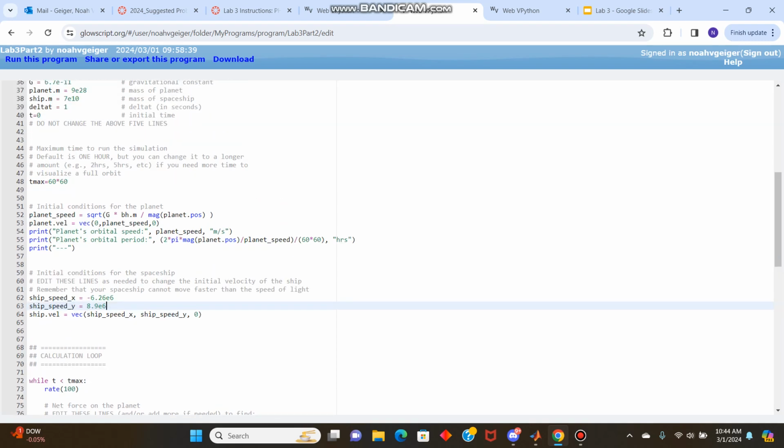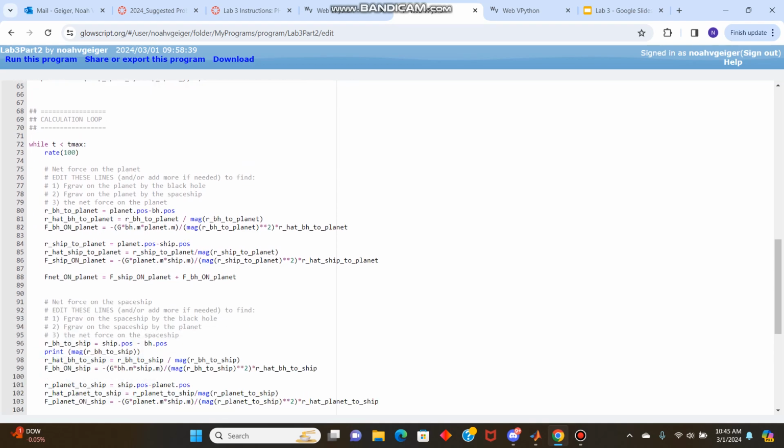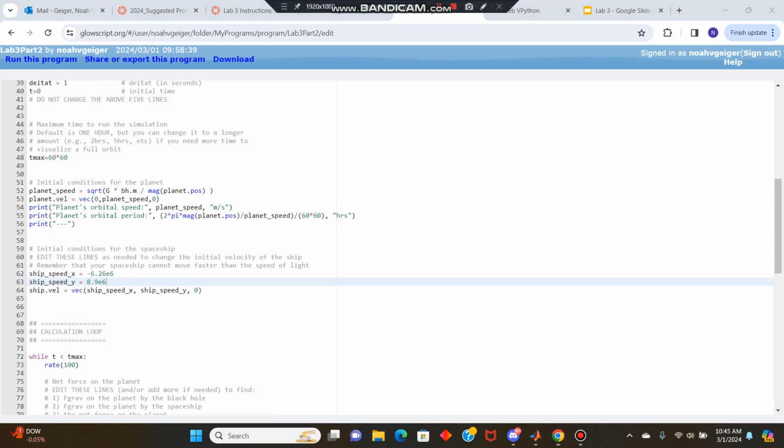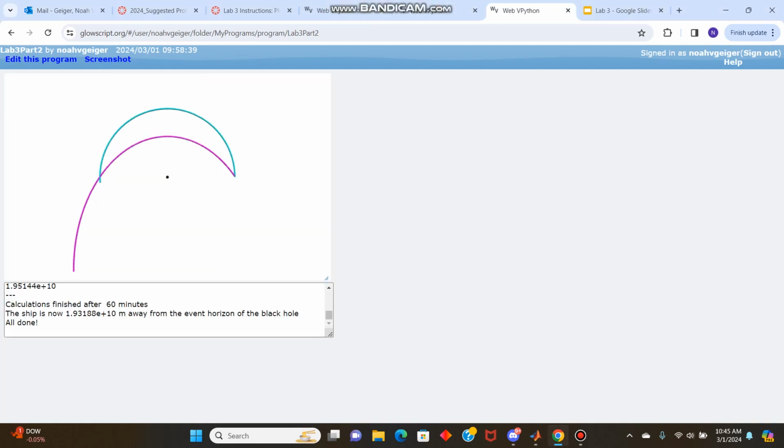For these ones, it was a little bit difficult. It was mostly trial and error in my experience, not really figuring out how to calculate this per se. So trial and error here. I'm not going to run it because it takes way too long, but you can see the pinkish purple line. That is the route the ship took, and you can see the closest it got was this distance, 1.93 e to the 10 meters away.